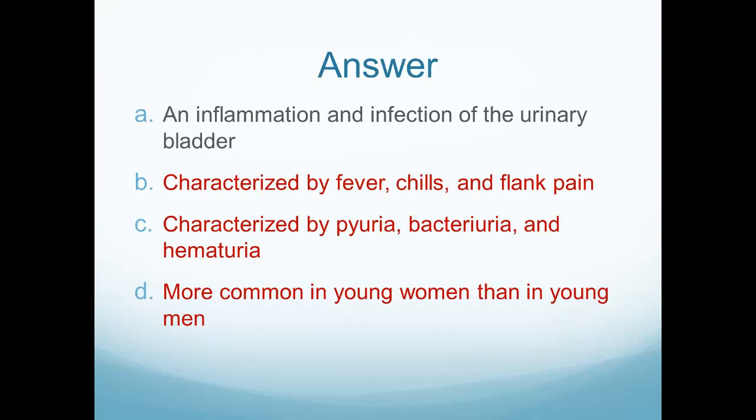And if you said B, it's characterized by fever, chills, and flank pain, characterized by having bacteria in the urine, blood in the urine, and being more common in young women than in young men. You were very correct.